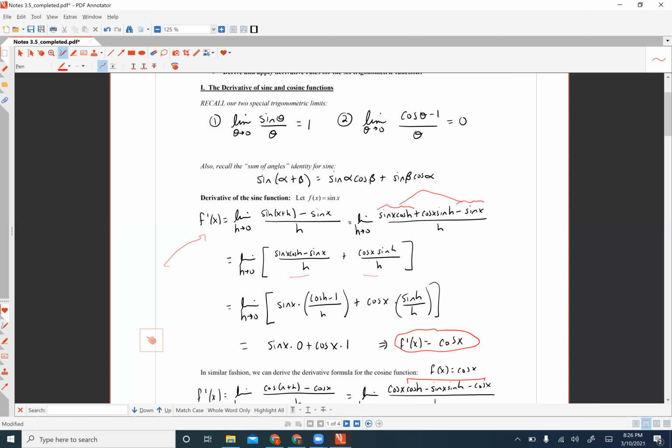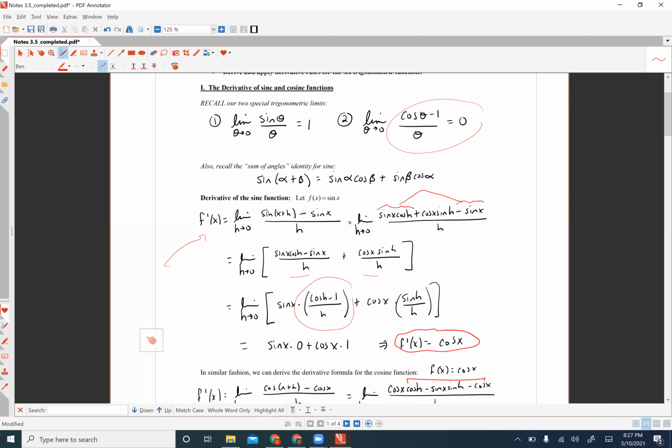And so we just factor out sine of x from the first expression, and you get sine of x times cosine of h minus 1 over h. And look, there's that limit that goes to 0 as h goes to 0. And then we have this second term, cosine of x times sine of h over h. And we know that the limit as h goes to 0 of sine of h over h is 1.